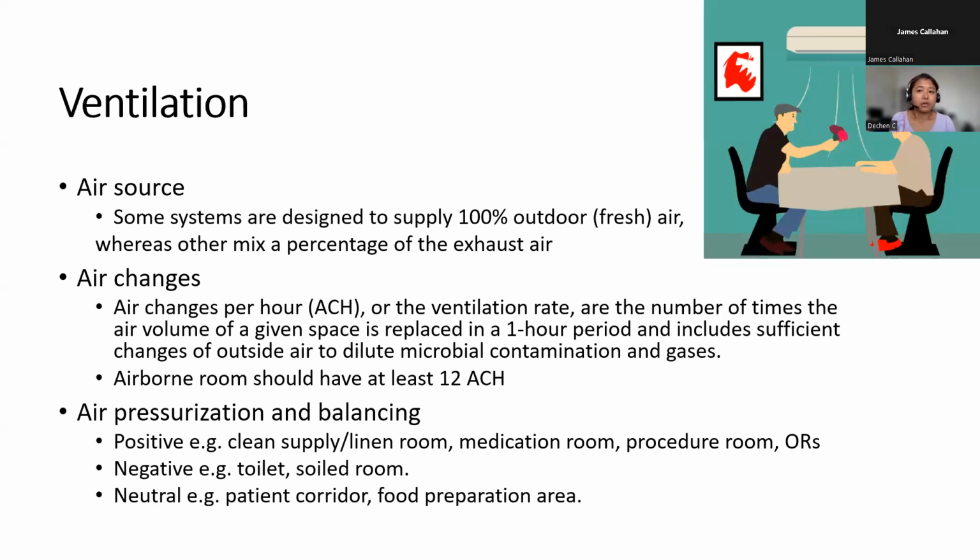So examples of negative pressure air would be in airborne rooms, in the toilet, soiled room, ER waiting rooms, and sterilizing room. Negative air pressure is used as an isolation measure to keep microbes from escaping the room and is used for patients infected with organisms transmitted by airborne route, for example, TB, measles, and varicella.